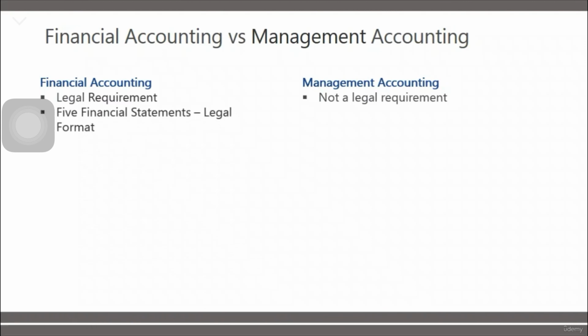Second is that there are 5 financial statements: income statement, balance sheet, statement of cash flow, statement of changes in equity, and notes to the financial statements. So only 5 statements. We don't have 4 or 6. We've got 5 financial statements according to IFRS.